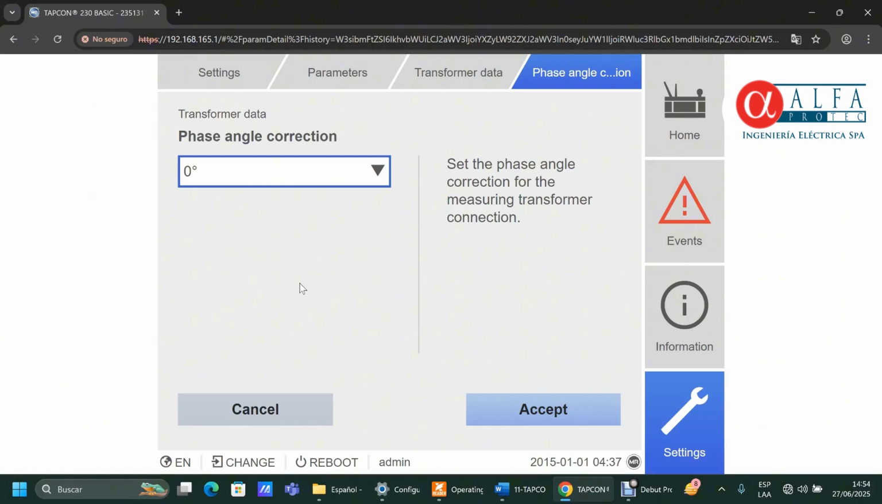By correctly setting this angle, the TAPCON can accurately calculate active and reactive power, power factor, and the direction of power flow. For example, if the connection of the current transformer introduces a 30-degree phase shift, you can enter that value here to correct the system's readings.